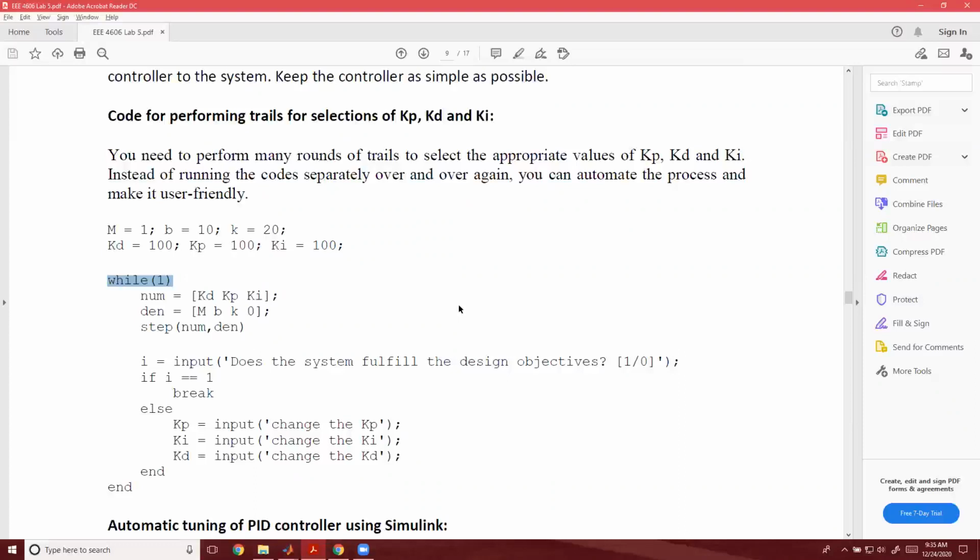It will always run the loop, unless we manually break it. So what are we doing in this case?